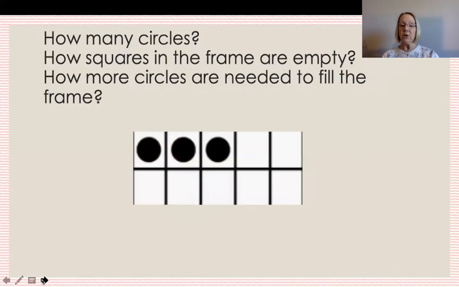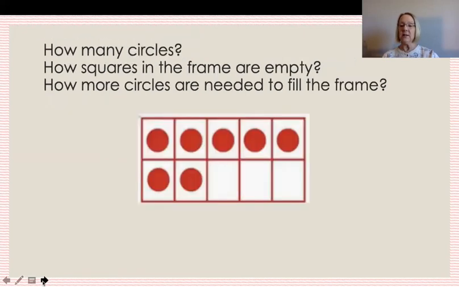How many circles? 3. How many squares in the frame are empty? 7. How many more circles do I need? I'm sorry, boys and girls. How many circles? 3. How many squares in the frame are empty? 7. How many more circles are needed to fill the frame? 7. So 3 plus 7 is 10, or 7 plus 3 is 10.